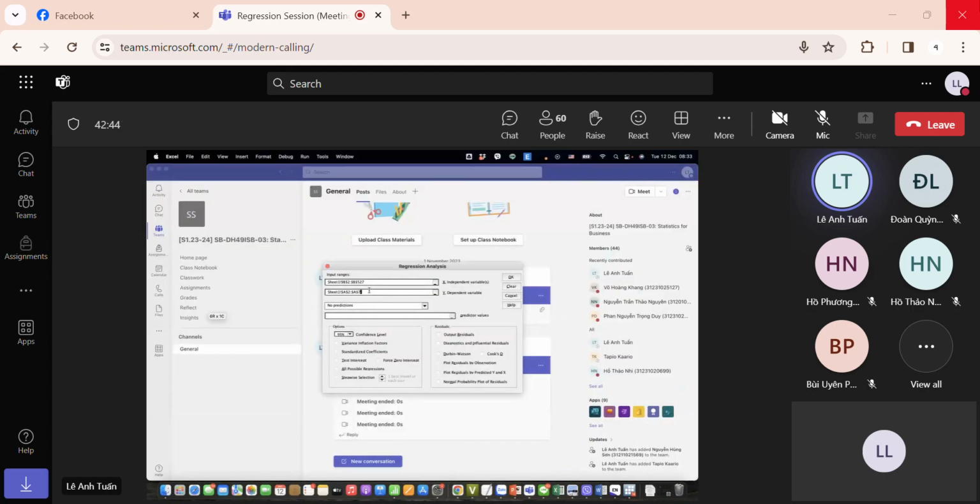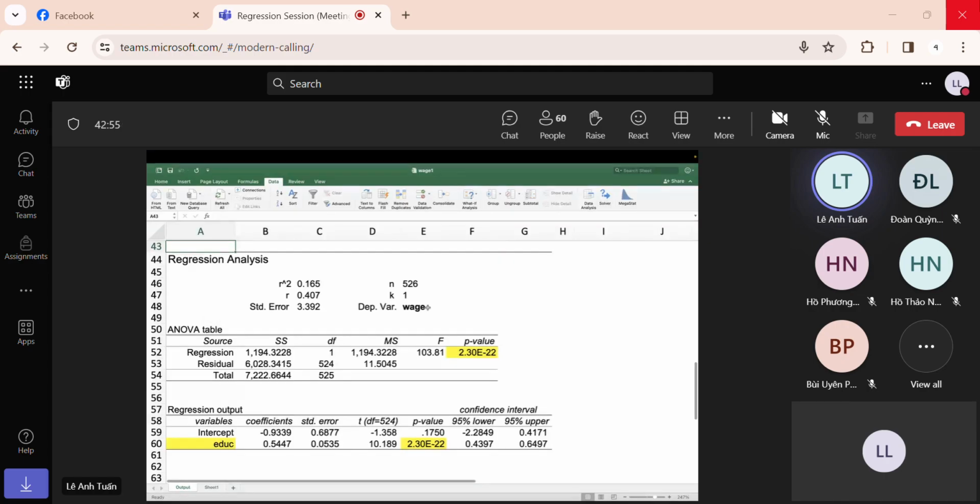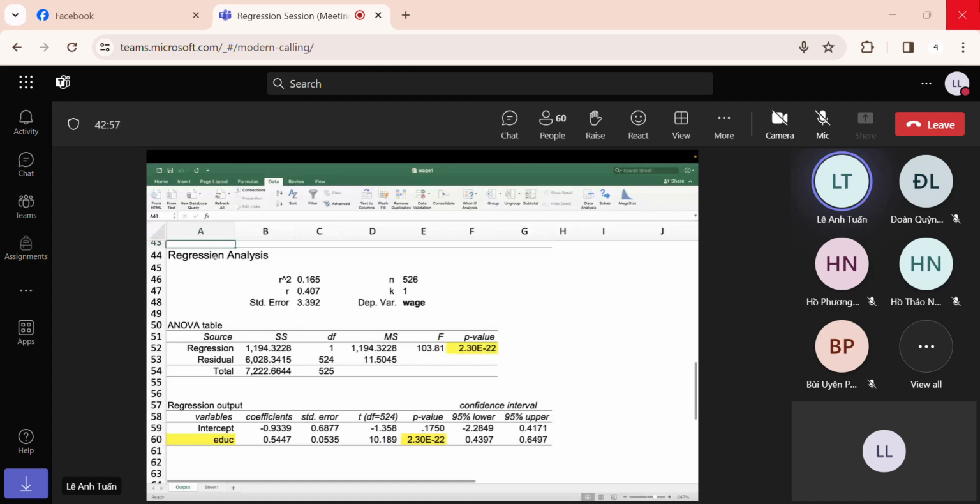Dependent variable, right? And in our model, we also include the intercept or constant here. So we click here, and we get a result. So this is the result we have, right?